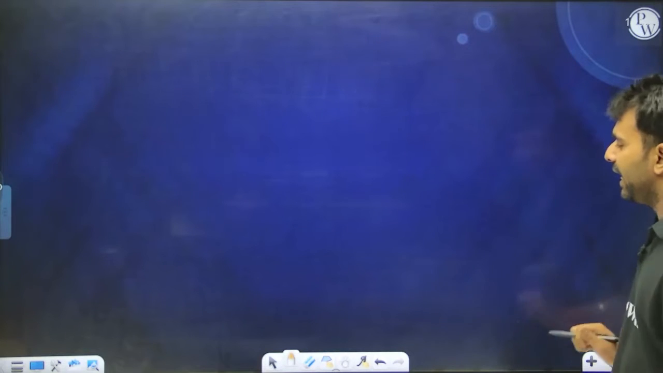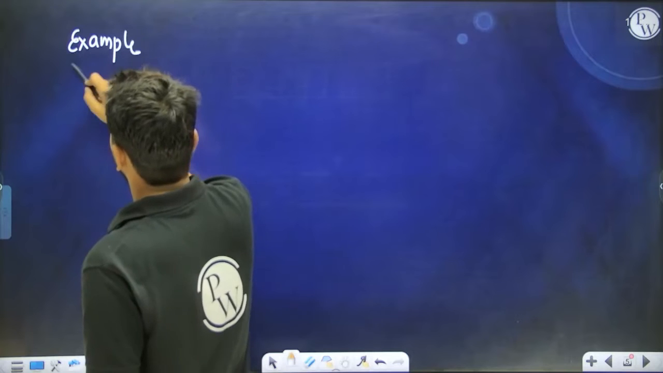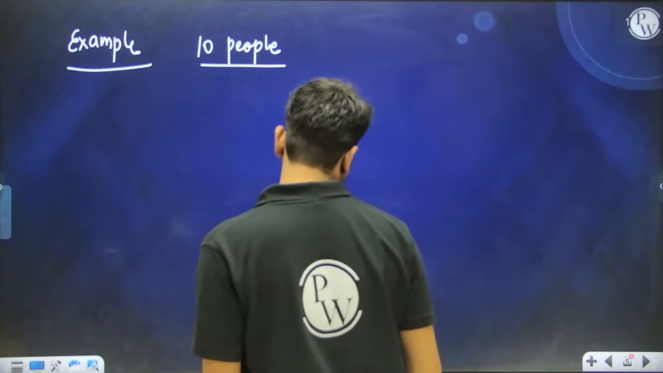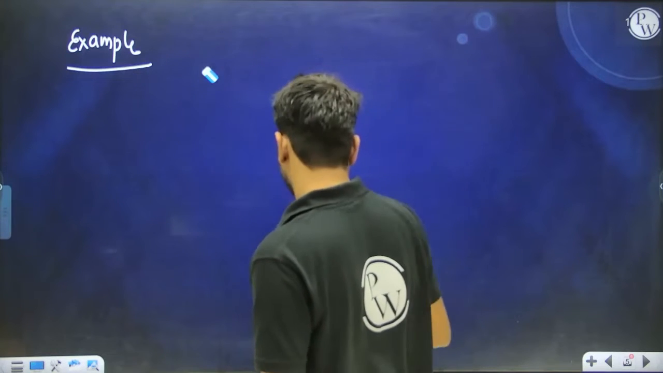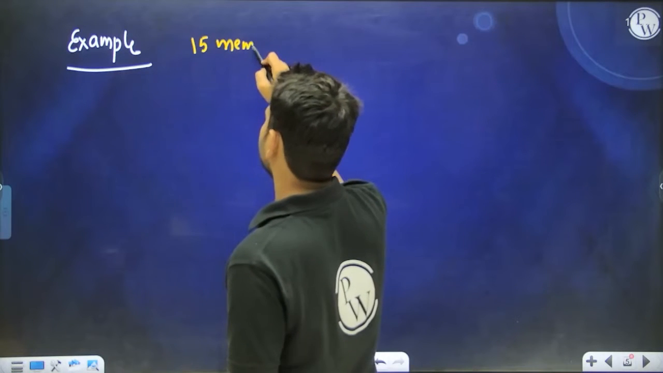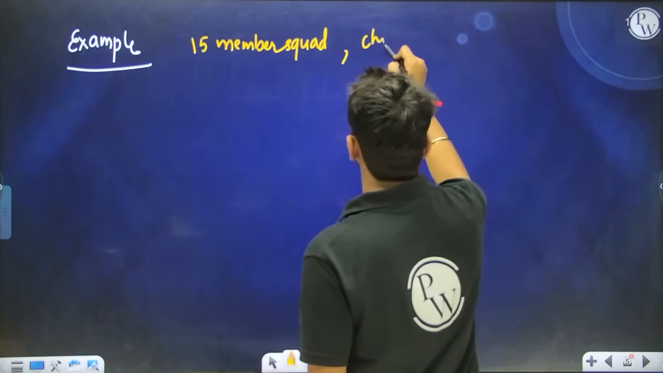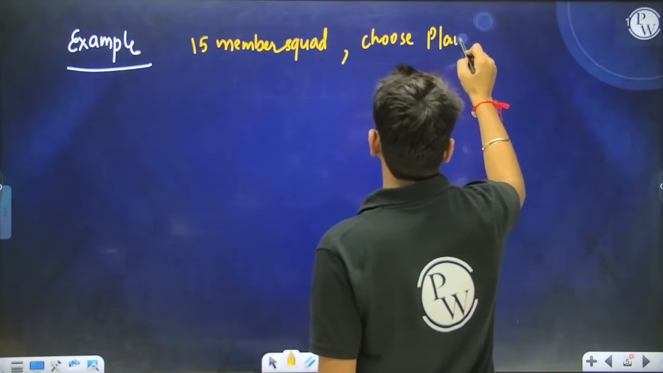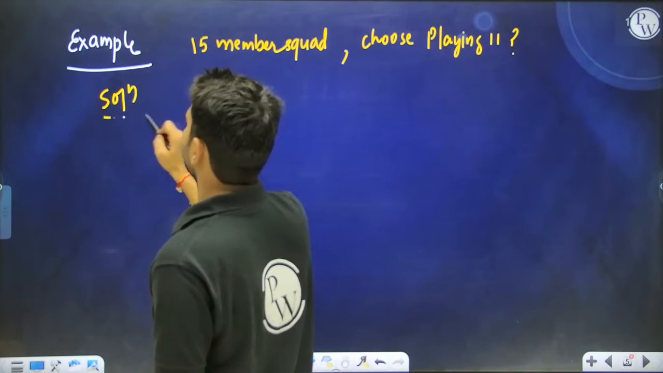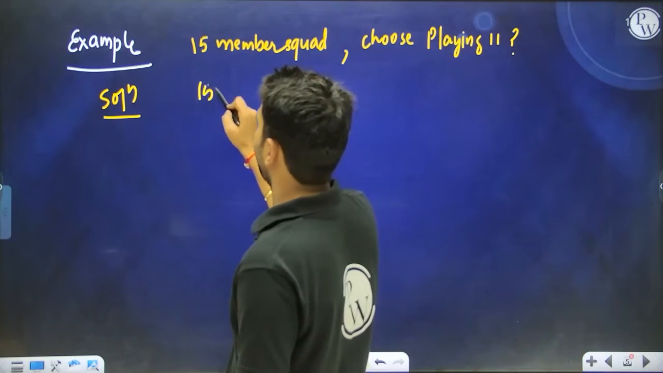Let's say you have been given an example, let's say 15 member squad is there, and you have to choose your playing 11. In how many ways you can choose that? Since all the guys are going to be distinct, choosing means selection, so it can be done in 15C11 ways.